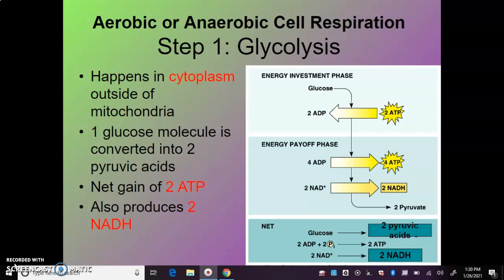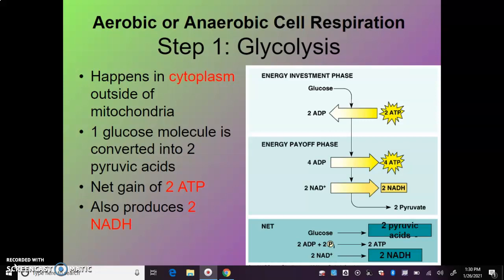Again, glycolysis happens in the cytoplasm outside of the mitochondria. One glucose molecule is going to enter, and you're going to make 2 molecules of pyruvic acid, also known as pyruvate. You're also going to get a net gain of 2 ATP, and you're going to produce 2 NADHs. These ATPs that are produced are used right away by the cell. The pyruvic acid is going to move on to the next step of aerobic respiration, which is called the Krebs cycle.